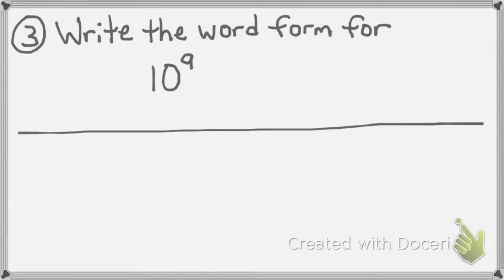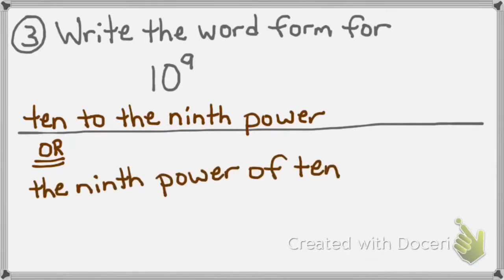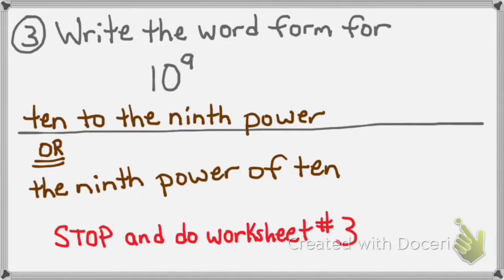Example number 3, the directions say write the word form for this number. I like to write the word form in the order that I see it. So how am I going to read that? What do I see? I see that my base is 10, so I will write 10. I see that my exponent is 9, and if I'm number 9 in line, what place am I in? I'm 9th in line. Therefore, I say 10 to the 9th power, and that's what I would write in all words for word form. Remember that there is another option. You could also read it backwards, and you can read it as the 9th power of 10. Please stop and complete worksheet number 3 right now.